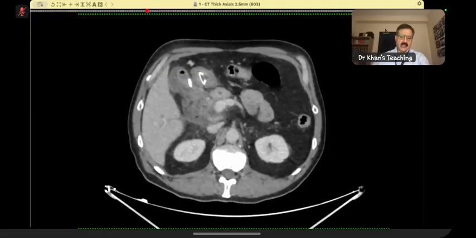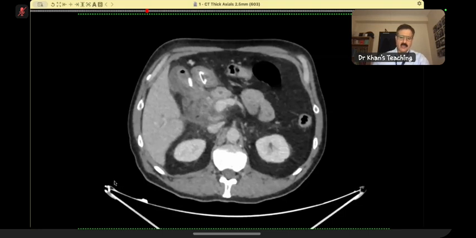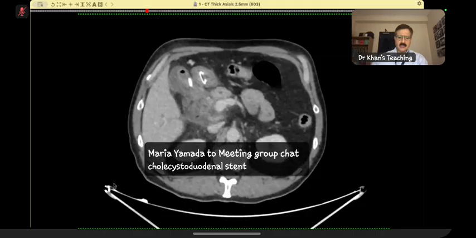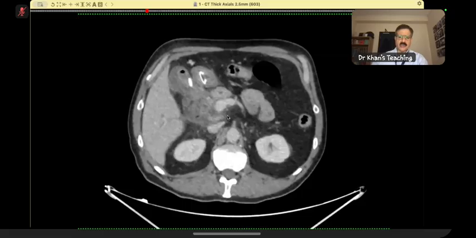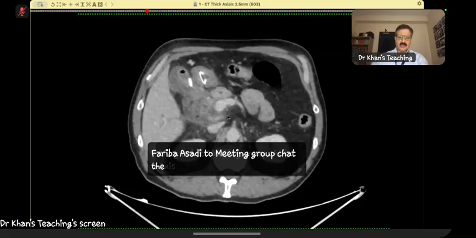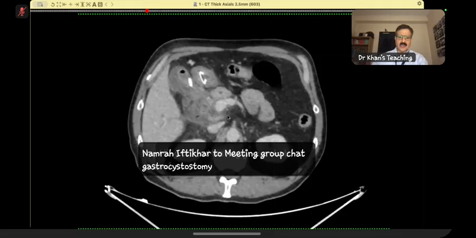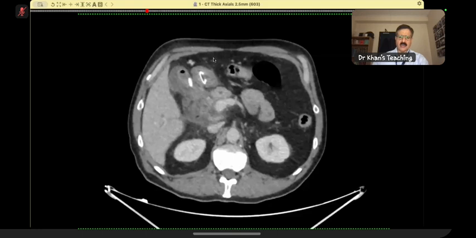In the chat, does anybody know what has been done? What kind of stent is this? I cannot see the chat. Stent migration. Cholecystoduodenal stent. What kind of a stent is this? Some of you know it. Excellent. I have to name you, Ming. Excellent. Well done.